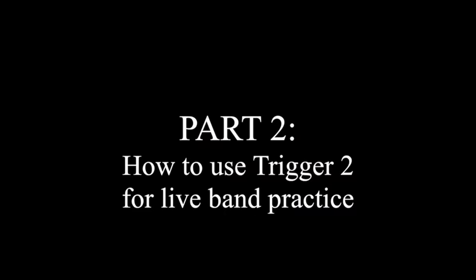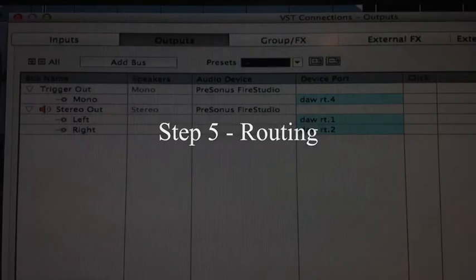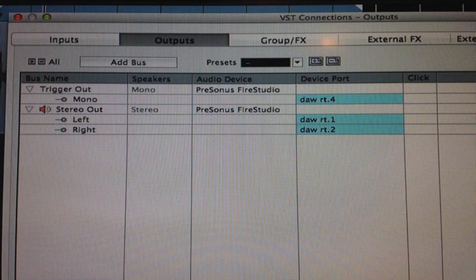Part 2. How to use Trigger 2 for live band practice. Step 1. Follow steps 1 through 4 from Part 1 for how to use Trigger while tracking in a studio. Step 5. Routing. In your DAW's output tab, create a dedicated output for your interface to send your kick trigger channel out of.